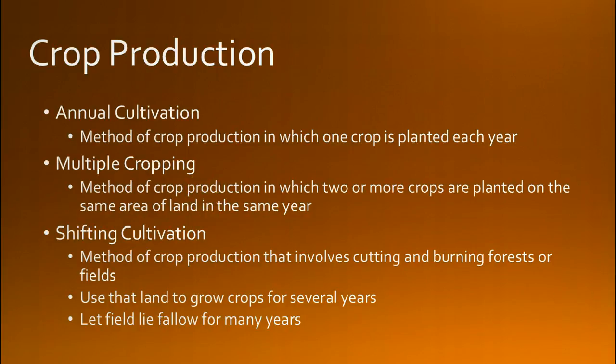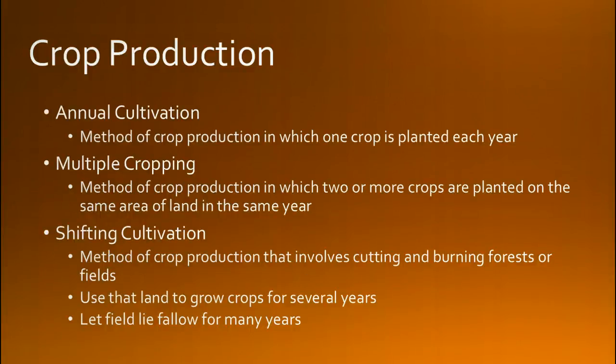Multiple cropping is a method of crop production in which two or more crops are planted on the same area of land in the same year. In multiple cropping, more than one crop can be growing on the same land at the same time, or one crop can be planted after the previous crop is harvested. Being from Nebraska, I've seen this done a lot where farmers use the same plot of land and alternate beans and corn. One year they'll plant beans, one year they'll plant corn, and that's an example of multiple cropping.